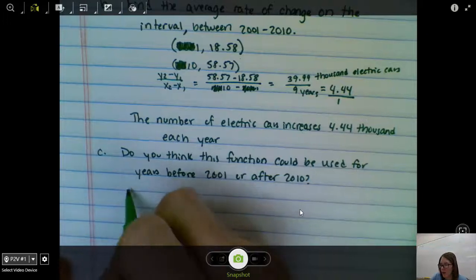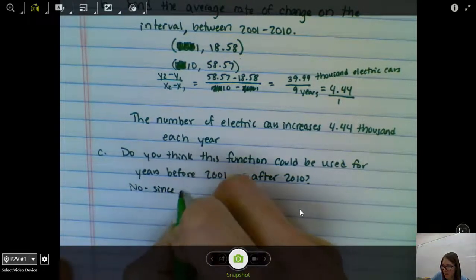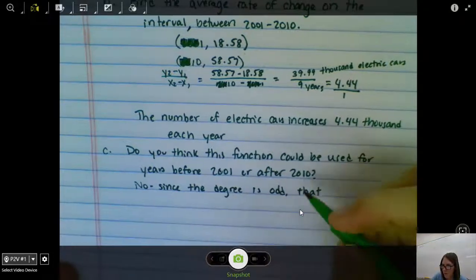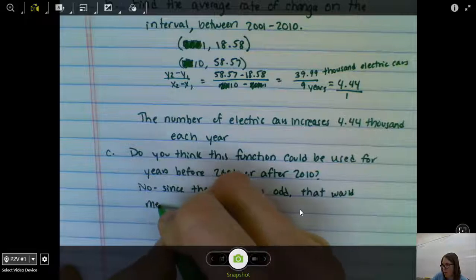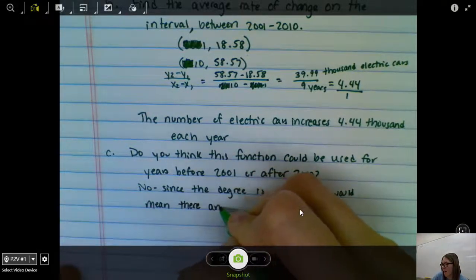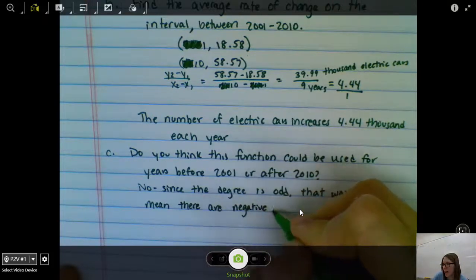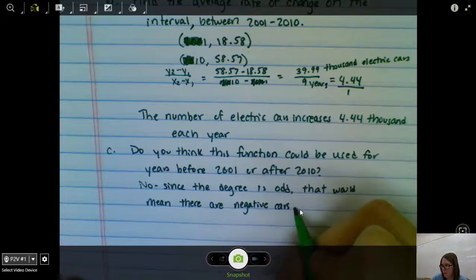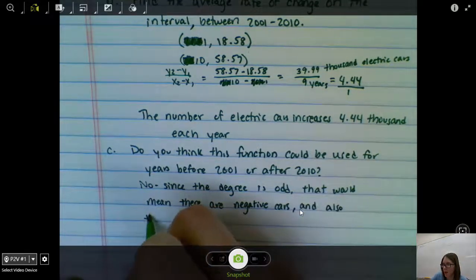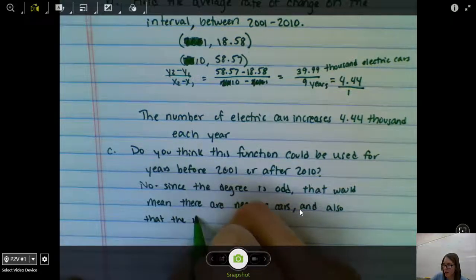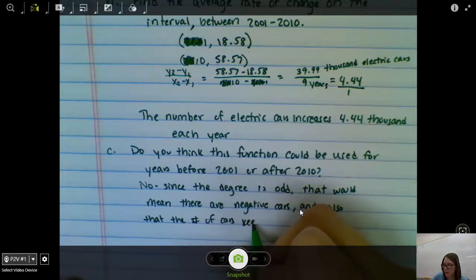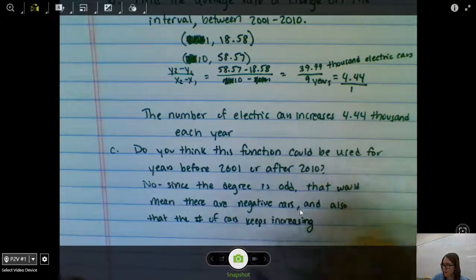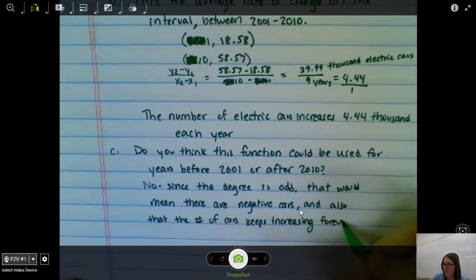Okay. So I'm going to say no. Since the degree is odd, that would mean there are negative cars. And also that the number of cars keeps increasing forever, and that's not going to make sense.